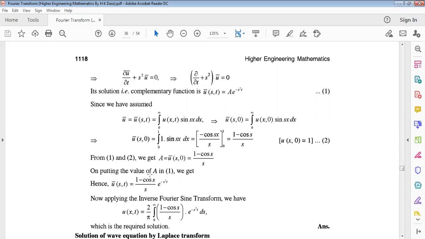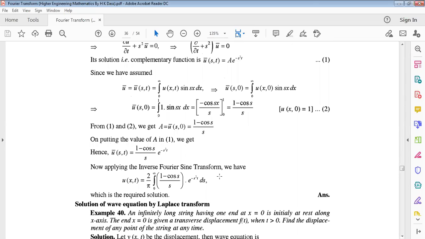Now on computing the value of A, putting the value of A in equation 1, we get the required result. Just putting the value of A equals 1 minus cos s divided by s, times e to the power minus s square t. Now applying the inverse Fourier sine transform: this is the function, right? This is the Fourier transform.